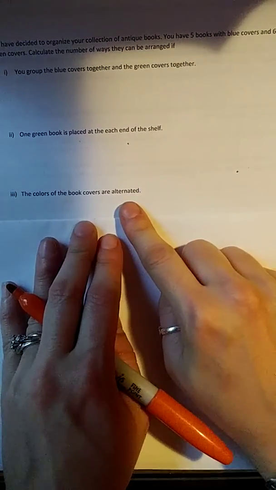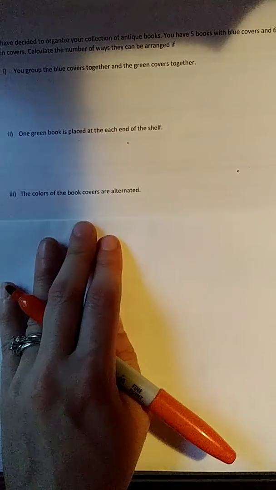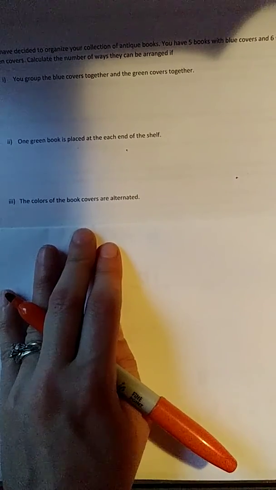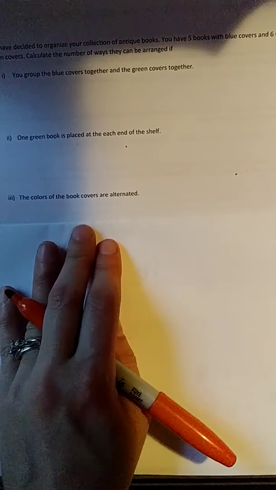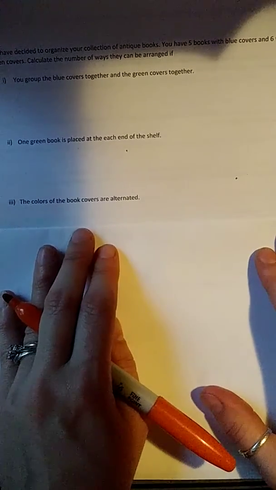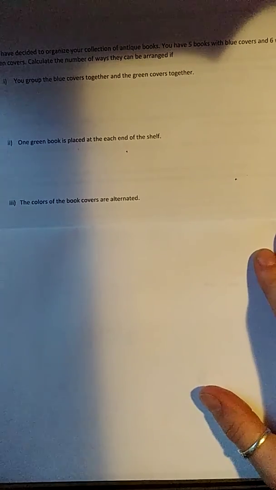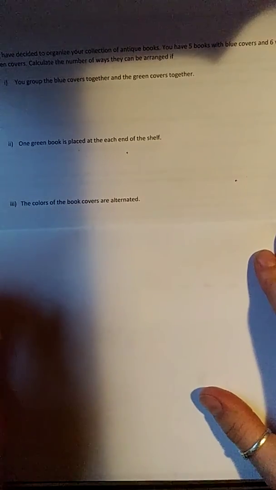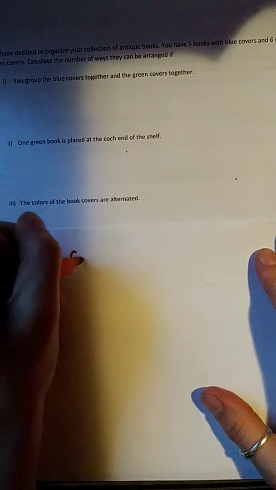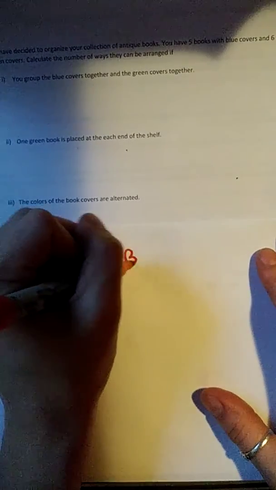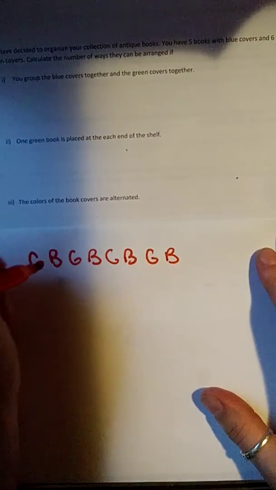Remember, when you're alternating things, if you have more of one kind of thing than the other, then that's the one you're going to want to start with. So I have more green books than blue, so the green ones are the ones I want to start with. Otherwise, I'm going to have extras left over and I'm just going to have it move to the front anyway. So I'm going to start with a green book. And we're going to alternate green, blue, and we're going to do that until we get all the way to the end and we've got all 11.